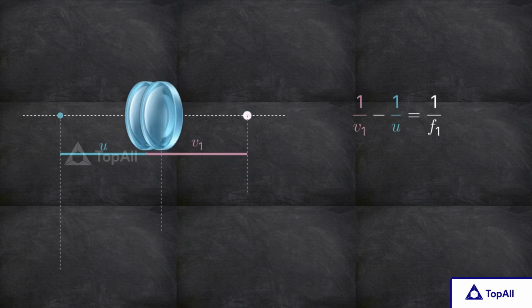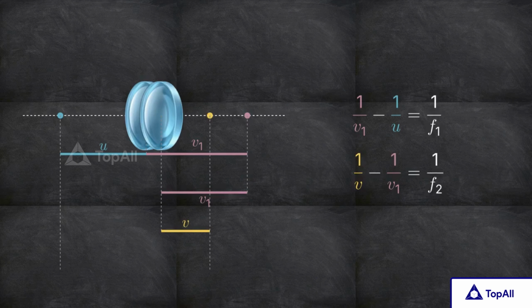Now we apply the formula to lens B. Because the second lens treats the ghost image as its starting point, we plug V1 into the object position. That gives us 1/V - 1/V1 = 1/F2. Notice the V1 term sitting in both equations. That is the shared link, the mathematical representation of the handoff between the two lenses.